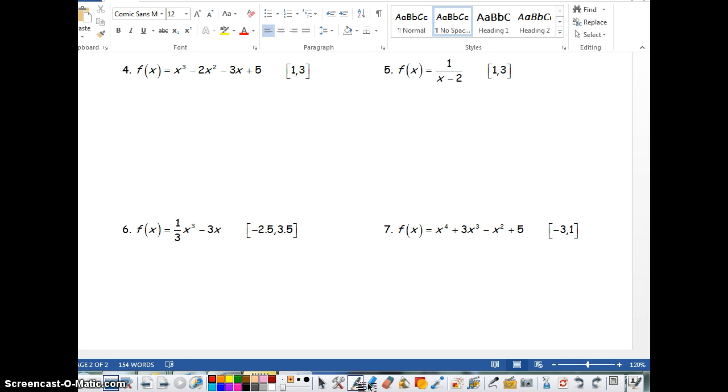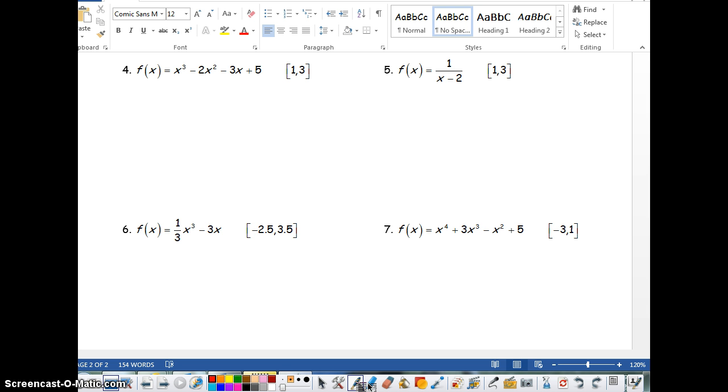This is Unit 4, Review 2, numbers 4 through 7. All right, so number 4, 5, 6, and 7, it says, does the mean value theorem apply? So basically when you do that, you're looking to see if there's any discontinuities in each one of these. If I just quickly look at that, number 4, it's polynomial, there's no discontinuities.